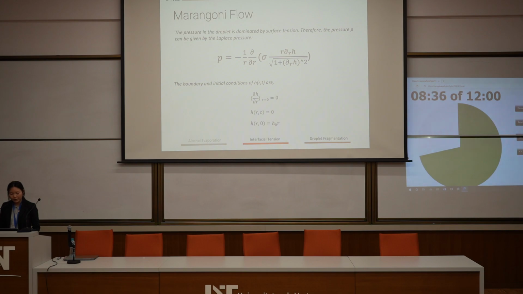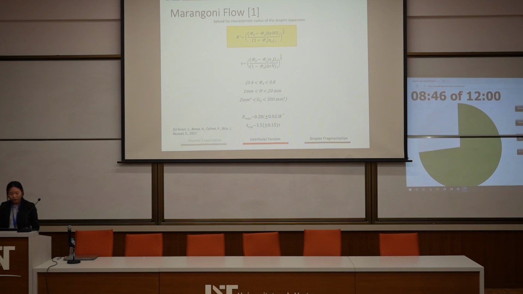Knowing the pressure, we consider all the dimensions of the droplet and the oil itself, as well as the characteristics of the alcohol and its evaporation. So now, using scaling law, we solve for a characteristic radius of the droplet expansion. That's a time scale based on the convection of liquid from the center to the edge.